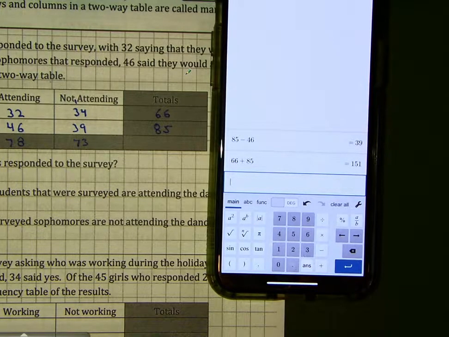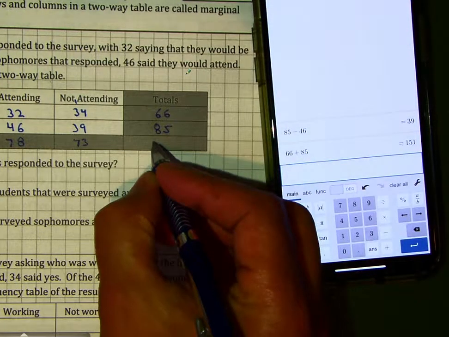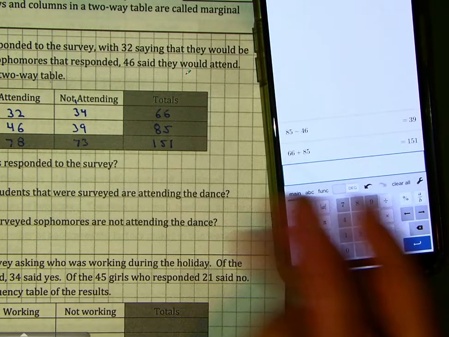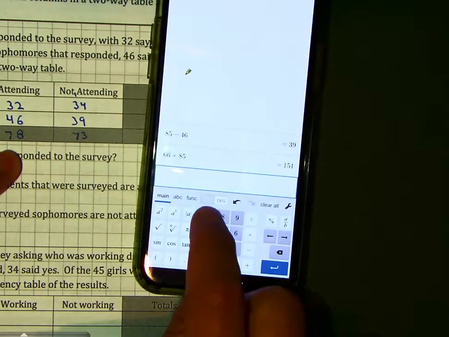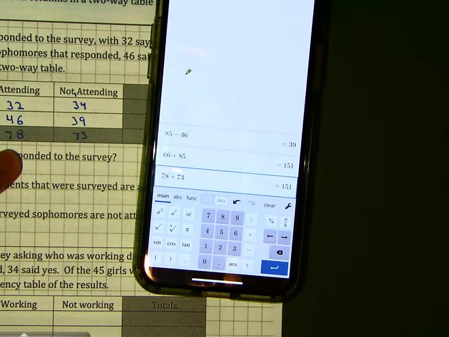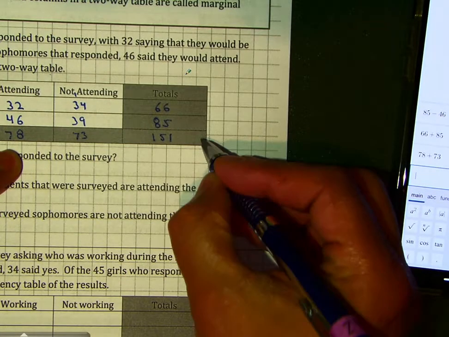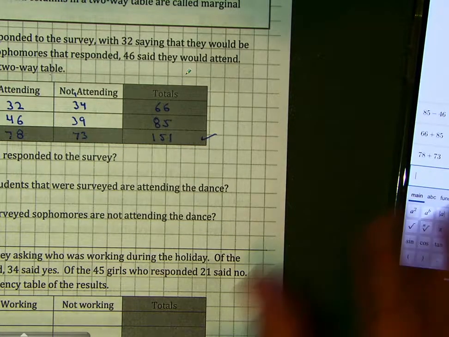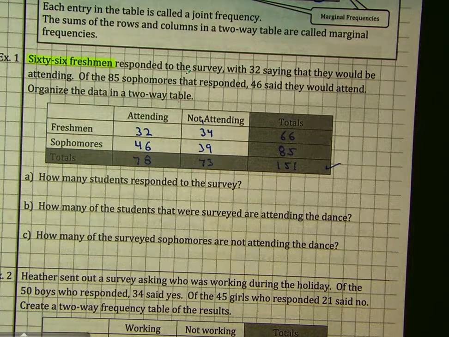will give me 151. And I always want to double check to make sure I did it correctly. So therefore, if I add 78 plus 73, that should also give me 151. So that confirms it. And we are done filling out the table. Now we can answer the questions below.